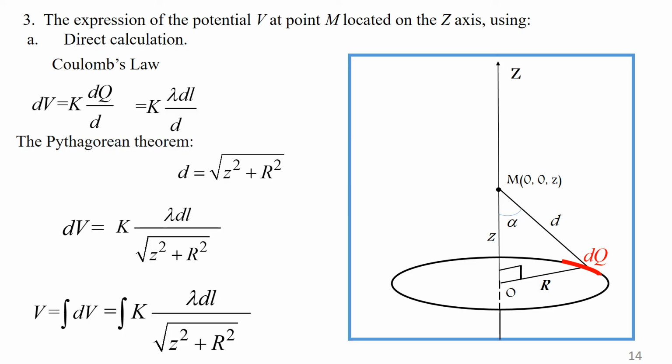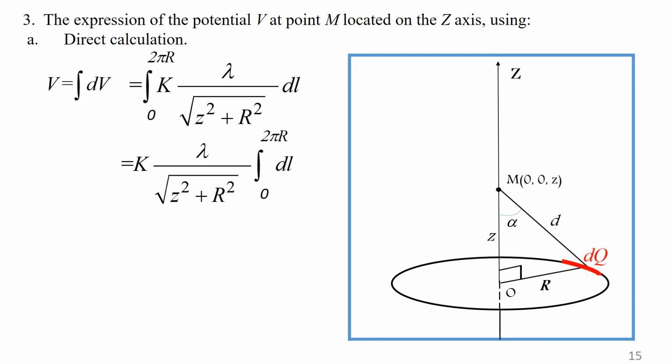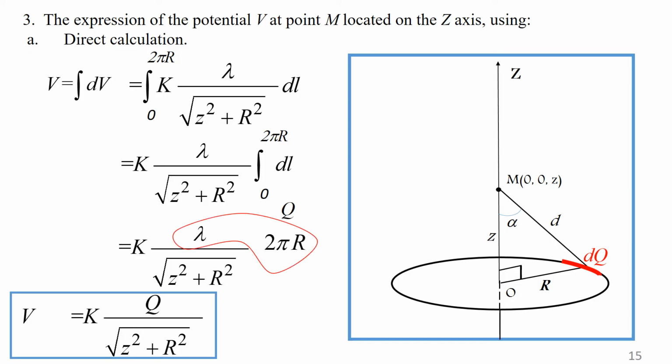Okay, and dl lies from 0 to pi r. Here lambda, z, r and k are constant, we can take them out of the integral. And we have this final result. It depends only on z.